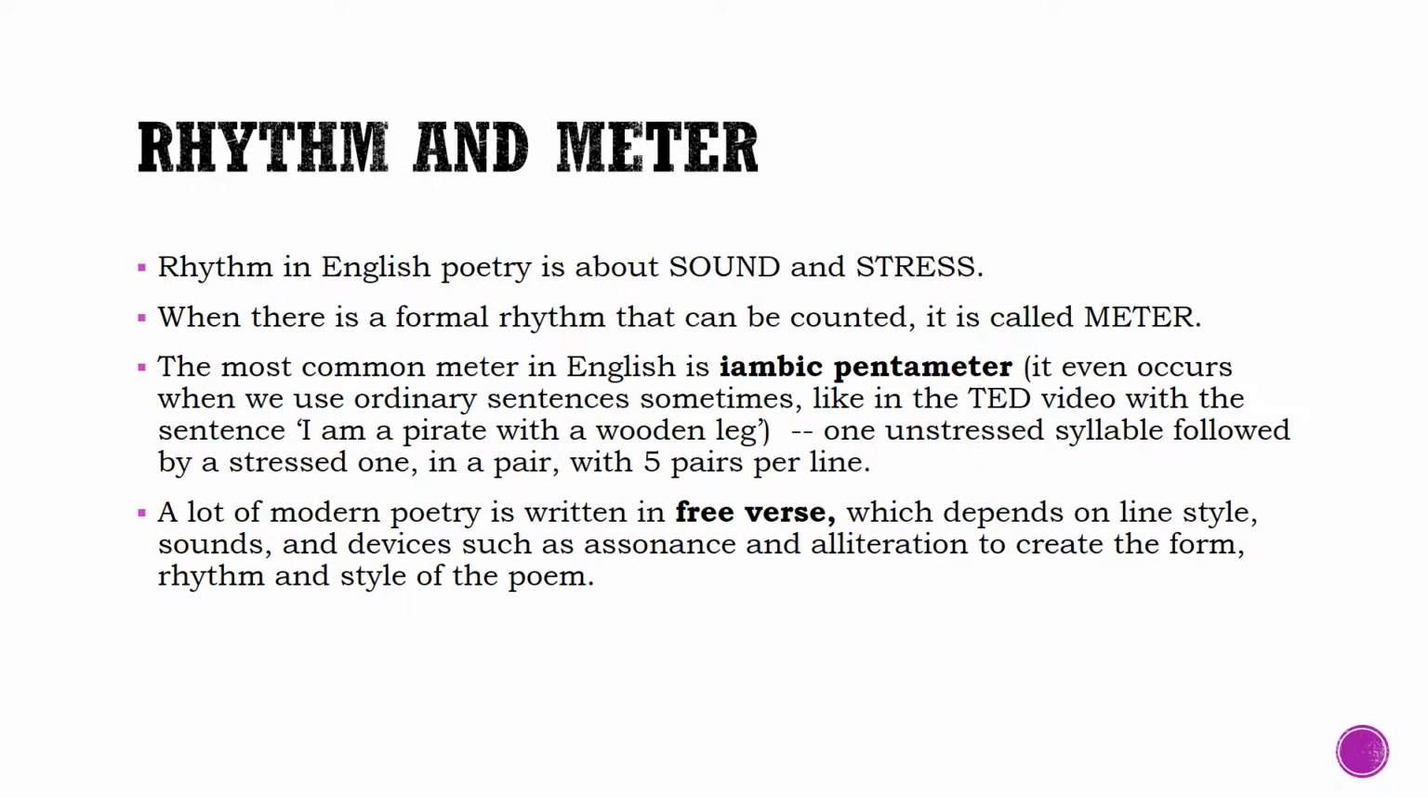Rhythm and meter. Rhythm in English poetry is about sound and stress. When there is a formal rhythm that can be counted, it is called meter. The most common meter in English is Shakespeare's iambic pentameter. It even occurs when we use ordinary sentences sometimes, like in the TED video, with the sentence, I am a pirate with a wooden leg. One unstressed syllable, followed by a stressed one, in a pair with 5 lines per pair.